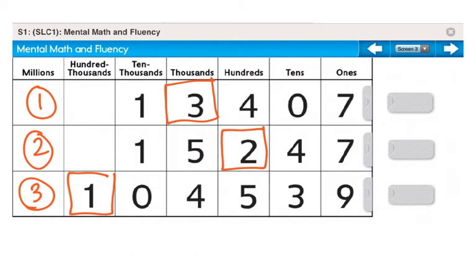Number 1, the value of the 3 is 3,000. The value of the 2 in number 2 is 200. And the value of the 1 in number 3 is 100,000.